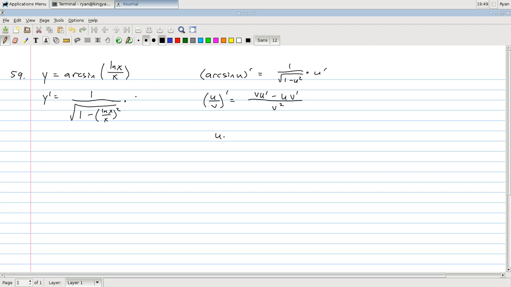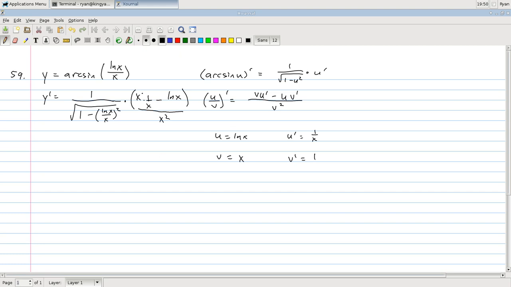In this case, our u is natural log x. V, the denominator, is x. So u prime is then 1 over x. V prime is 1. So when we go to write this out, we've got v times u prime, so x times 1 over x, minus u times v prime is ln x, all over v squared, or x squared.